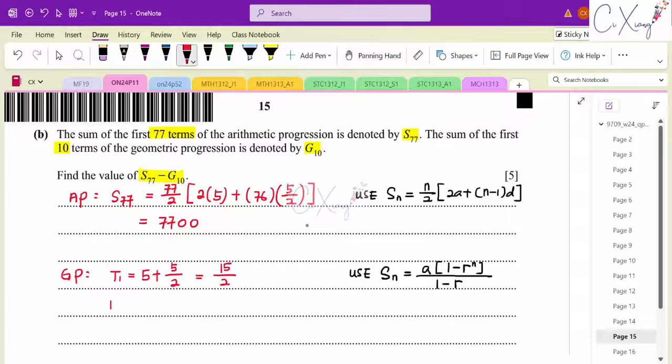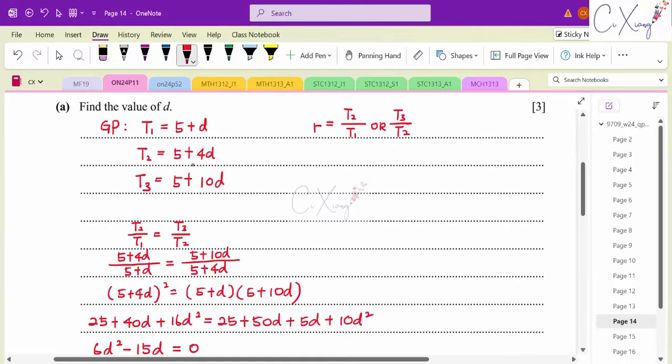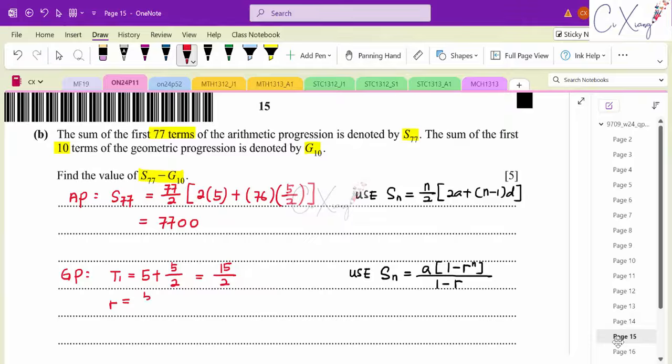Then how about the common ratio r? The common ratio r is you take the second term divided by the first term. So what's the second term here? 5 plus 4d. So 4d is 5/2, then divided by the first term, which is 15/2. If you don't make any careless mistake here, by right your common ratio for the geometric progression should be 2.